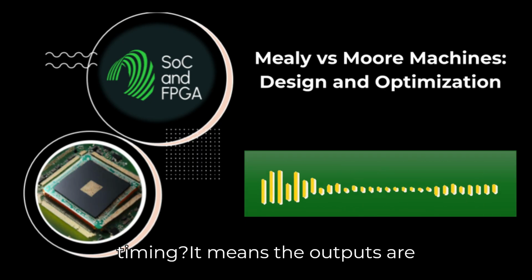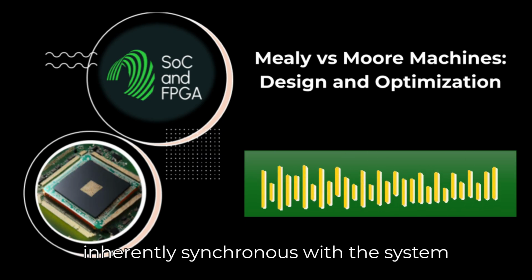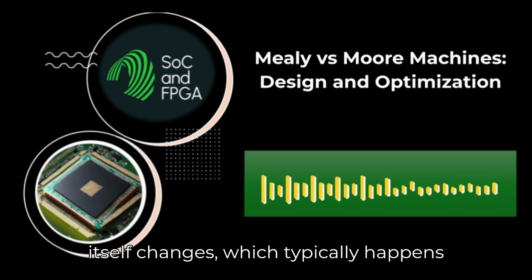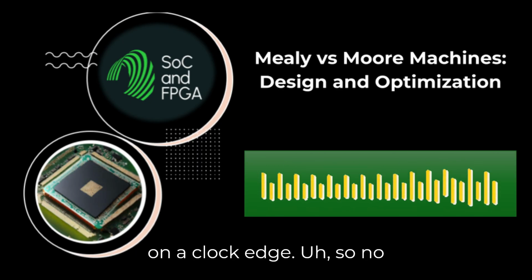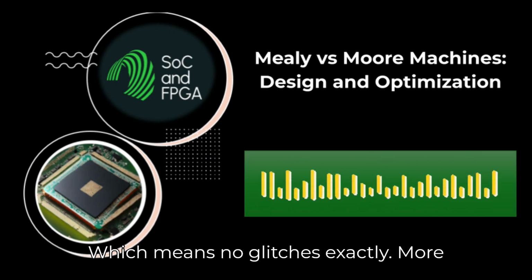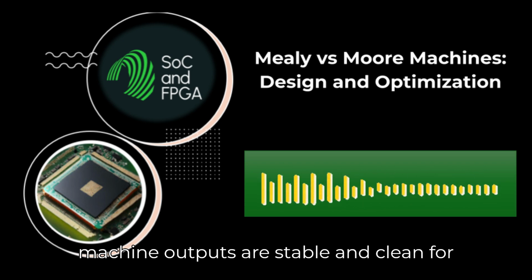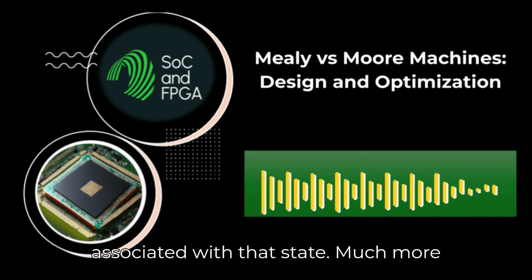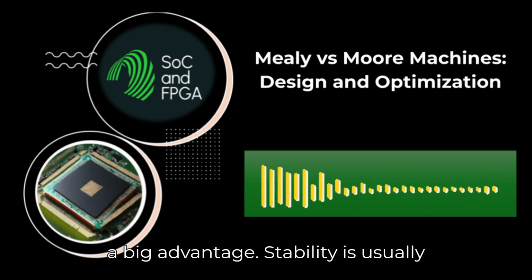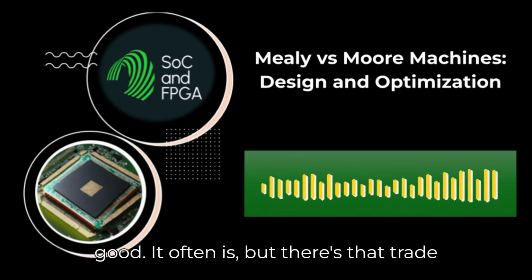It means the outputs are inherently synchronous with the system clock. They only change when the state itself changes, which typically happens on a clock edge. So no asynchronous changes like Mealy. Correct. Which means no glitches. Exactly. Moore machine outputs are stable and clean for the entire clock cycle they're associated with that state. Much more predictable timing-wise. That sounds like a big advantage. Stability is usually good. It often is.